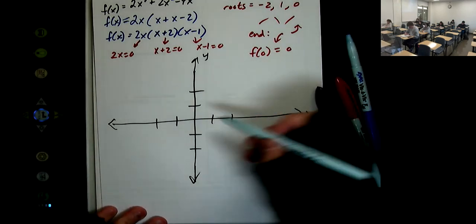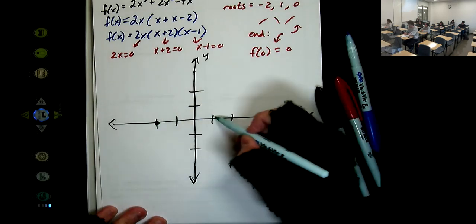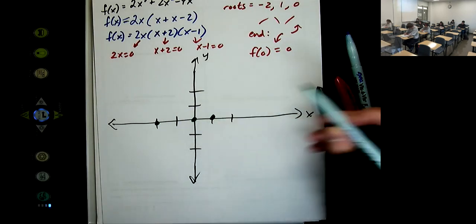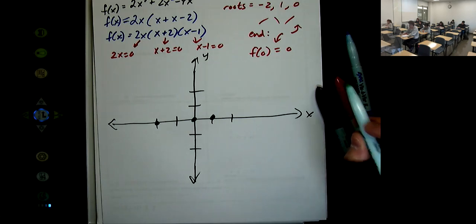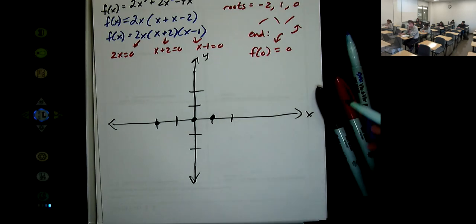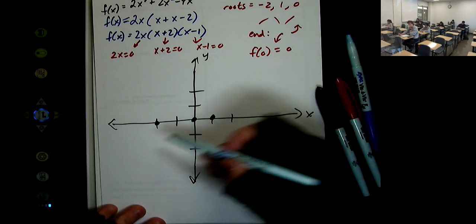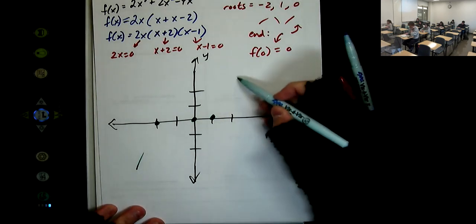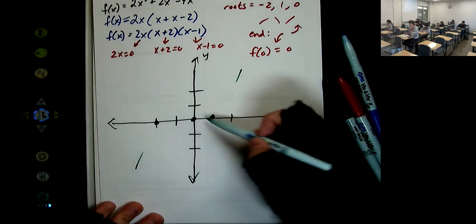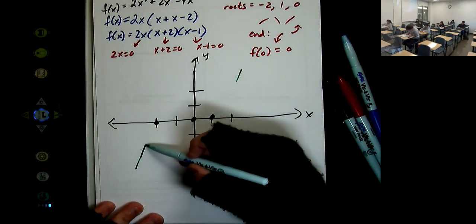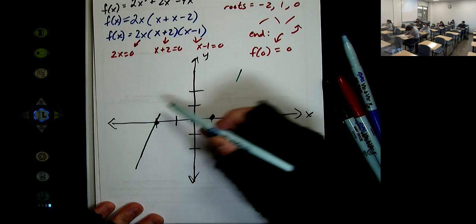I'm crossing at -2. I'm crossing at 1. And I'm crossing at 0. And that is my y-intercept. I know it's coming from down here to the left and up here to the right. And I know it's crossing as a straight line at every point. So it's going to cross.